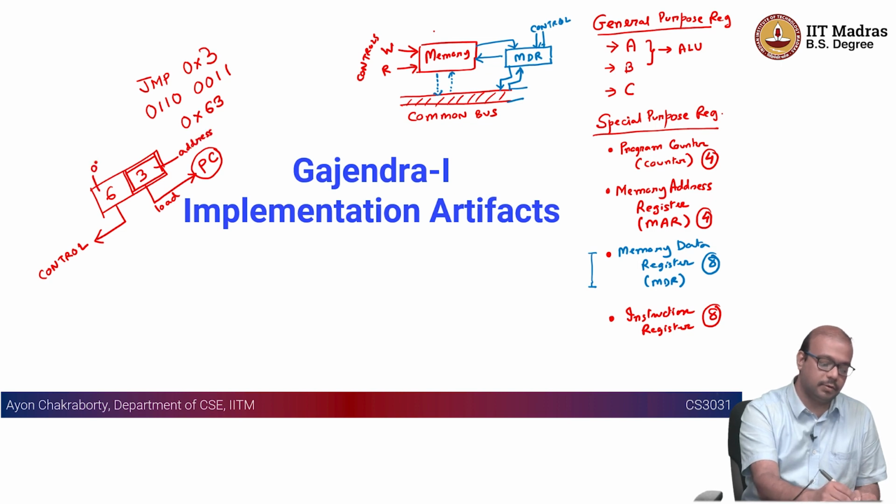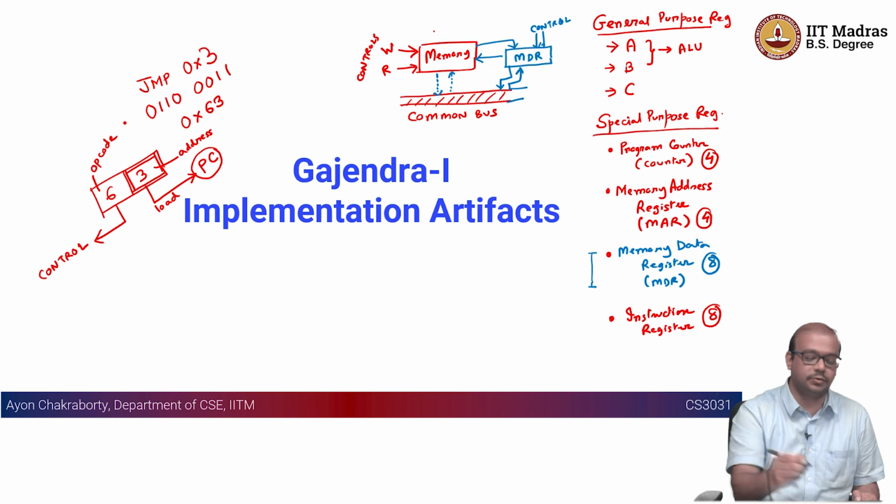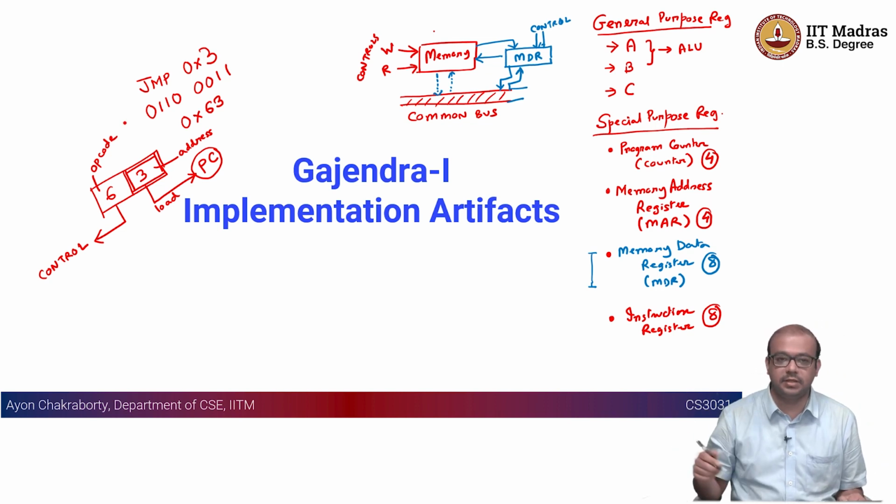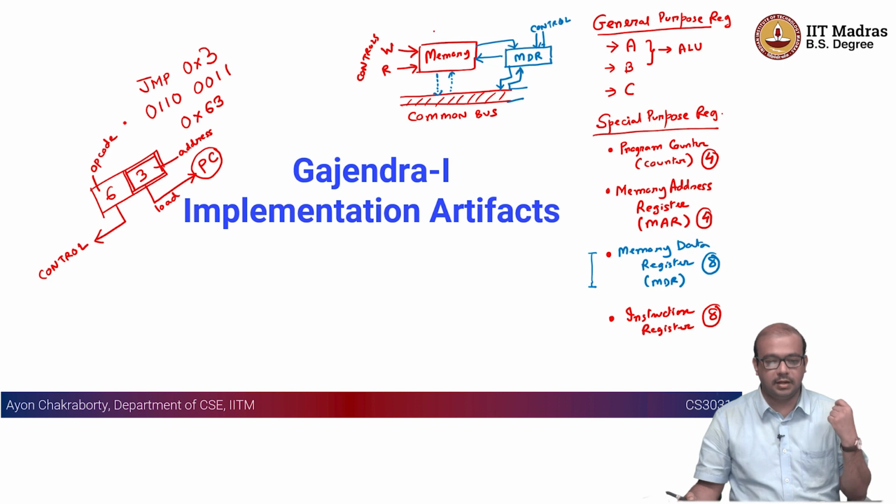This is the opcode that goes to the control. Whether it is jumping to 3 or whether it is jumping to 35, the control does not have any business with that. It just says that the next instruction, the program counter, should be loaded from the output of the instruction register, right?